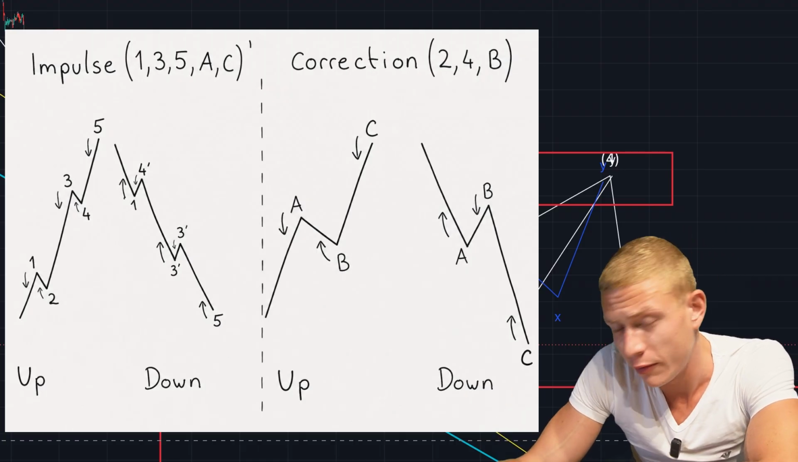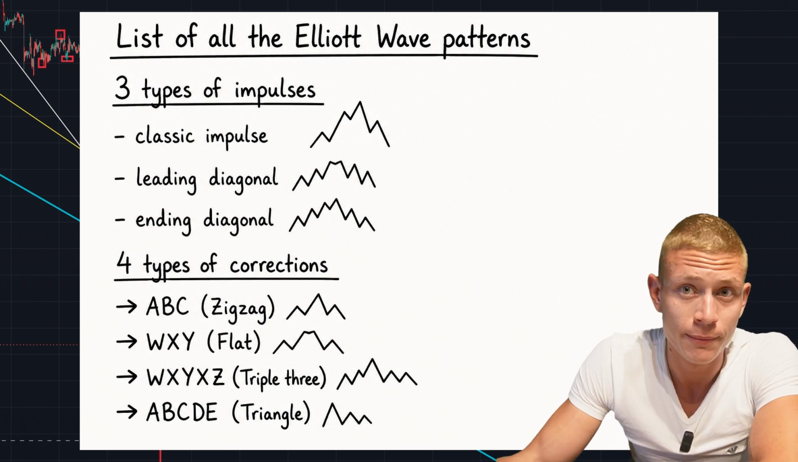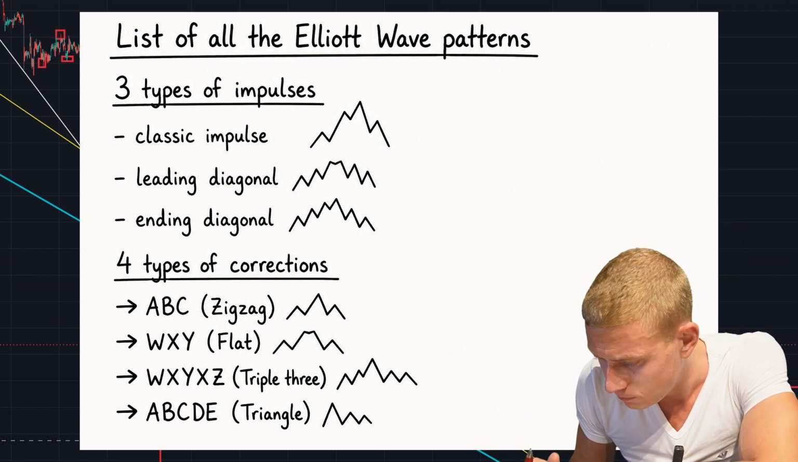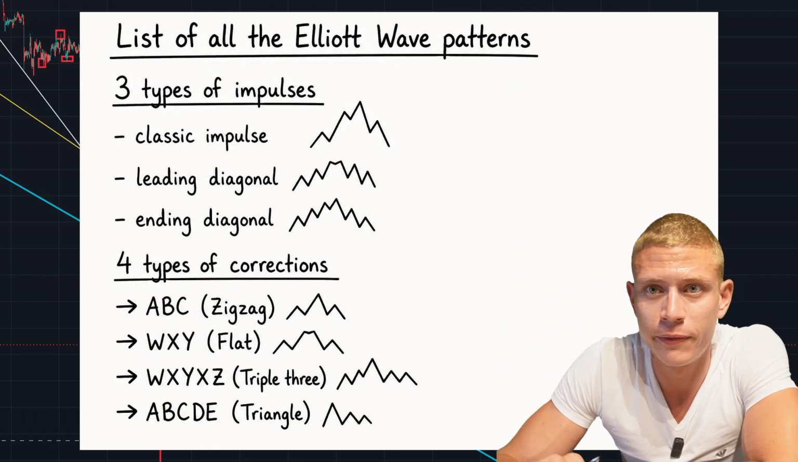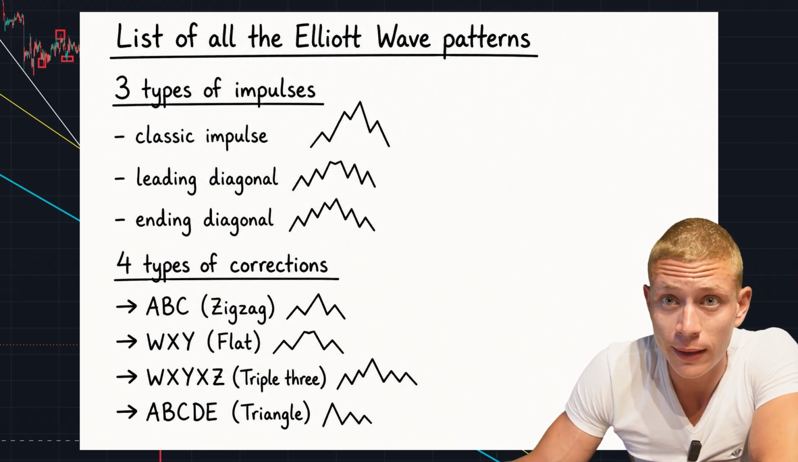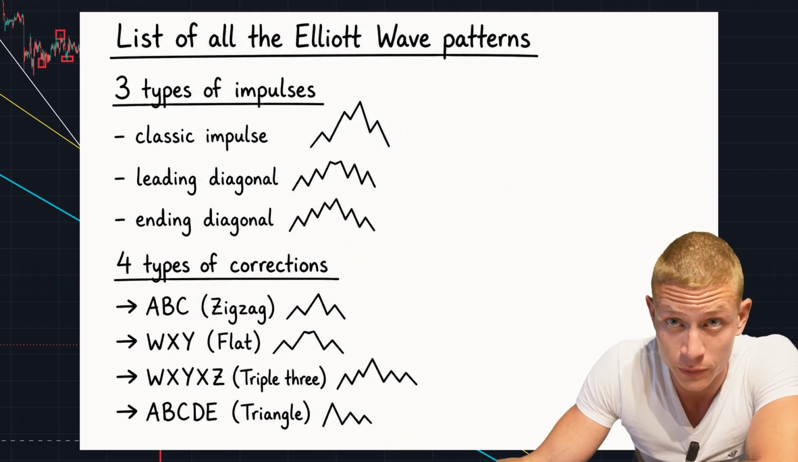And you also furthermore need to know that there are 3 different kinds of impulses. Yes, there are three kinds of Elliott wave impulses. The classical impulse, the leading diagonal and the ending diagonal. Okay, in tomorrow's video we are going over the exact rules of those.